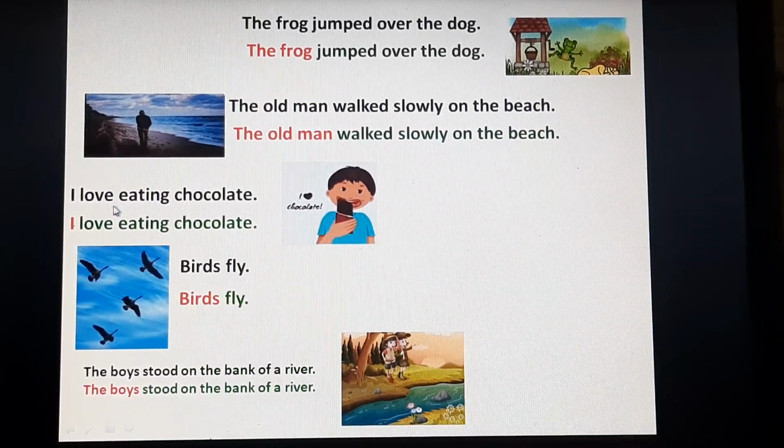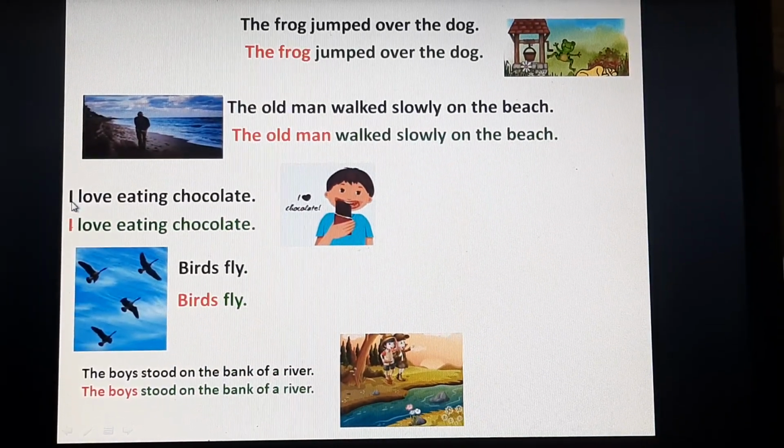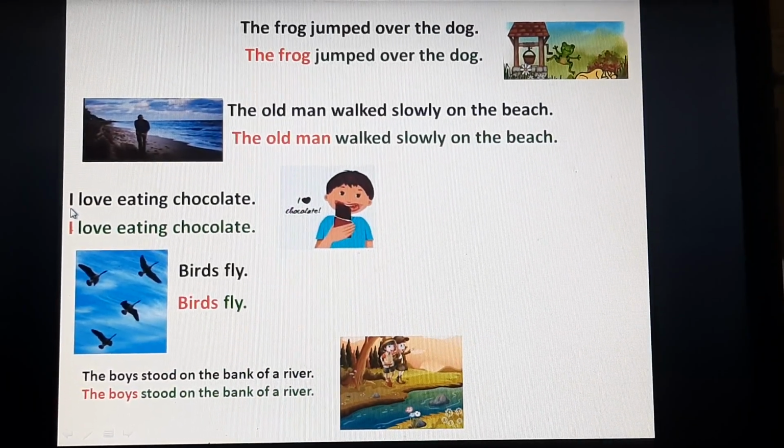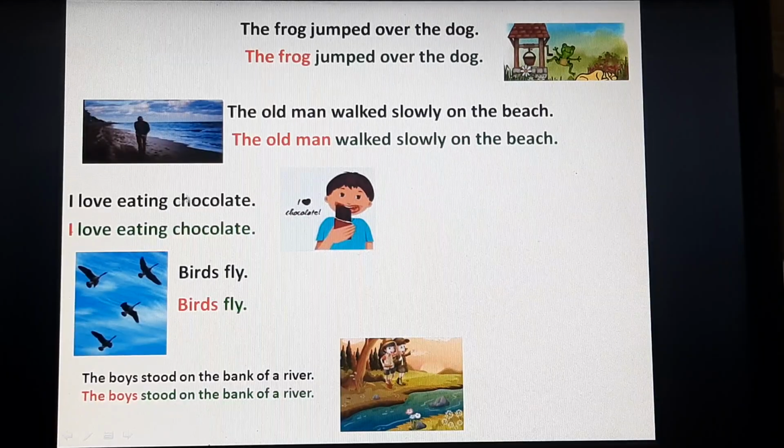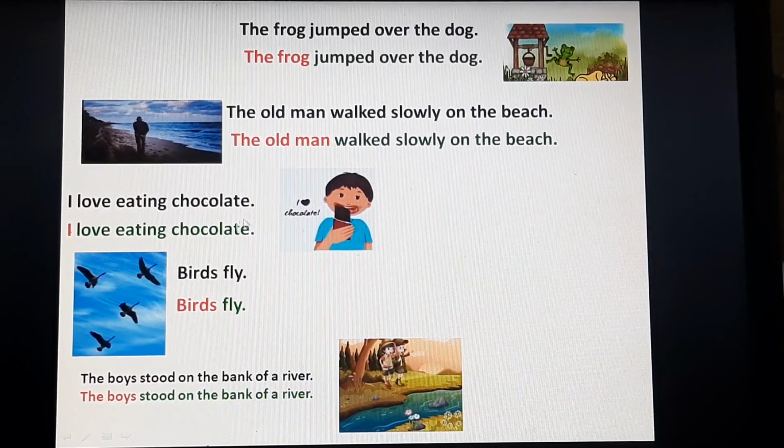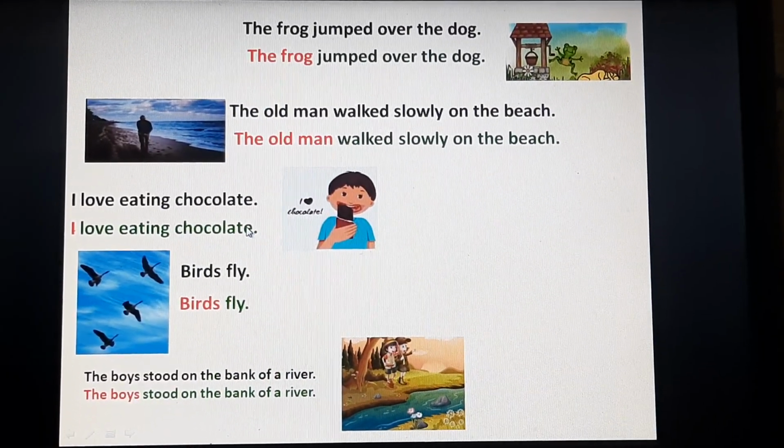I love eating chocolates. This sentence is talking about I. I is a pronoun, it is a subject. What is I doing? Love eating chocolates. So it is your predicate.